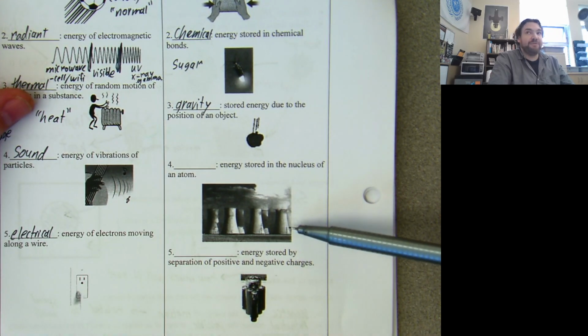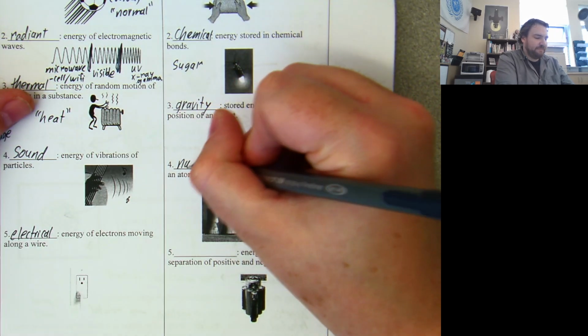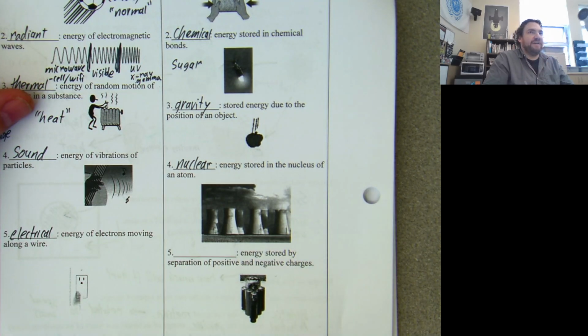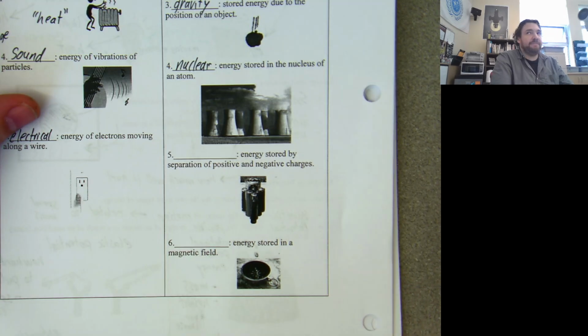This, what are those? Does anyone recognize those? What kind of power plant? That is a nuclear power plant. There is a ton of energy stored in the nucleus of an atom, and if you can get it out, oh boy, a lot of energy available to you. We'll talk about that in this unit. Can be. Doesn't have to be, but it can be.